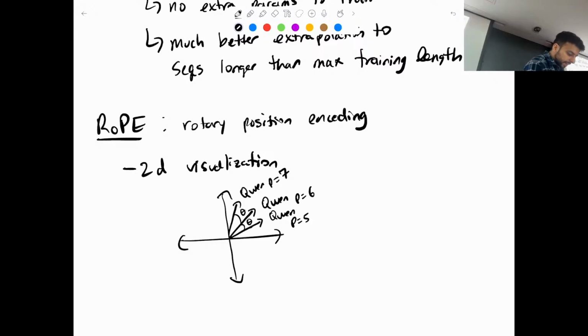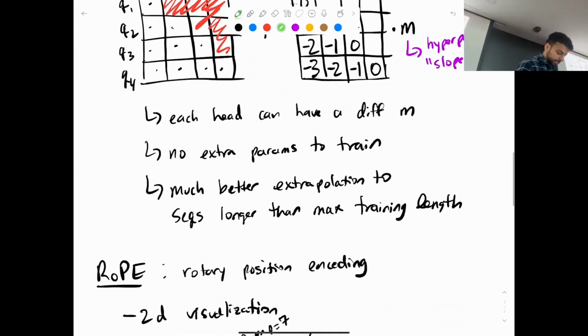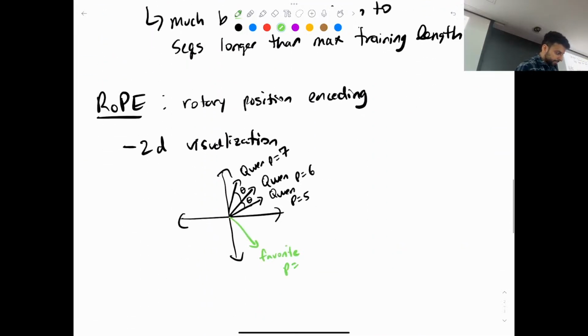And now, let's say I have my key vector for favorite. So this might be the key vector for favorite at position 2. This might be the key vector for favorite at position 3, and so on. And so here, when the position changes, I'm also going to rotate it by some value theta.